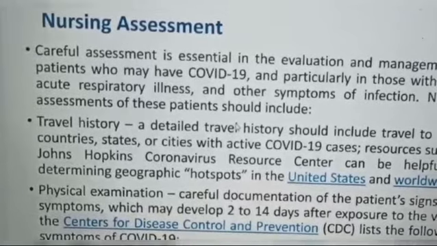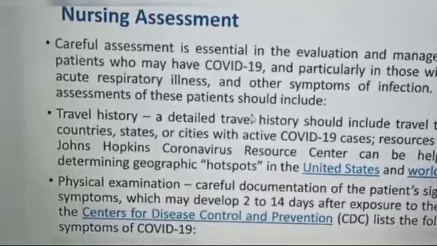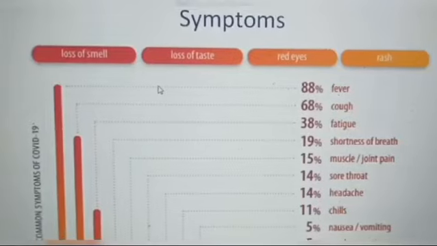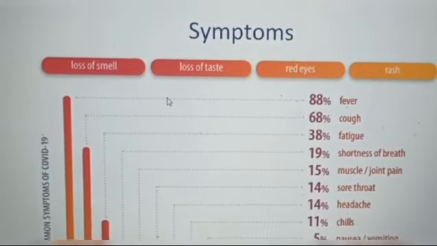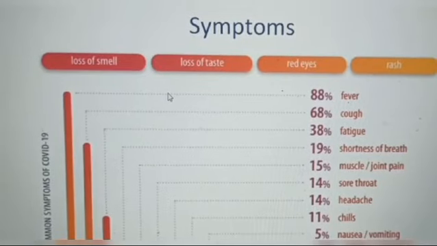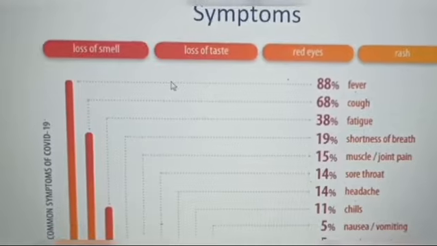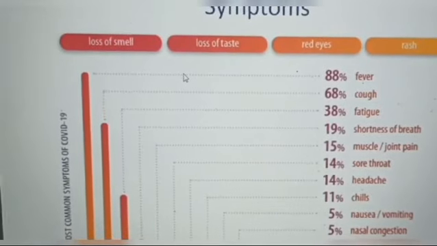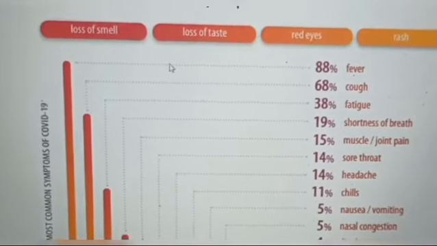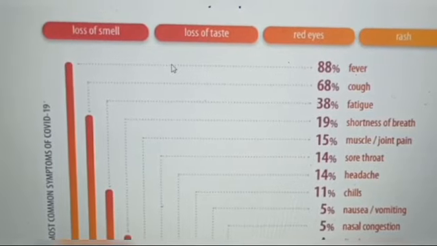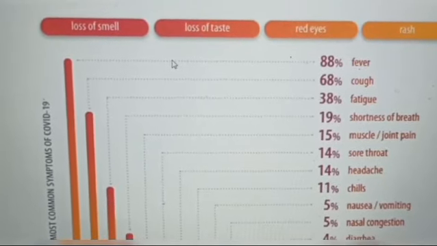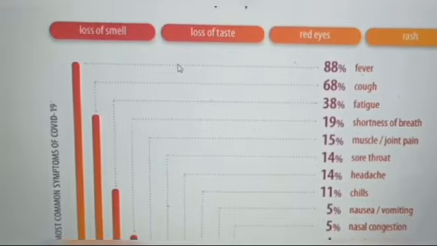The signs and symptoms of COVID-19 we have already seen. The major signs and symptoms are loss of smell, loss of taste, red eyes and rashes. Along with that, fever, cough, fatigue, shortness of breath, muscle or joint pain, sore throat, headache, chills, nausea, vomiting, nasal congestion, diarrhea, hemoptysis and conjunctival congestion.